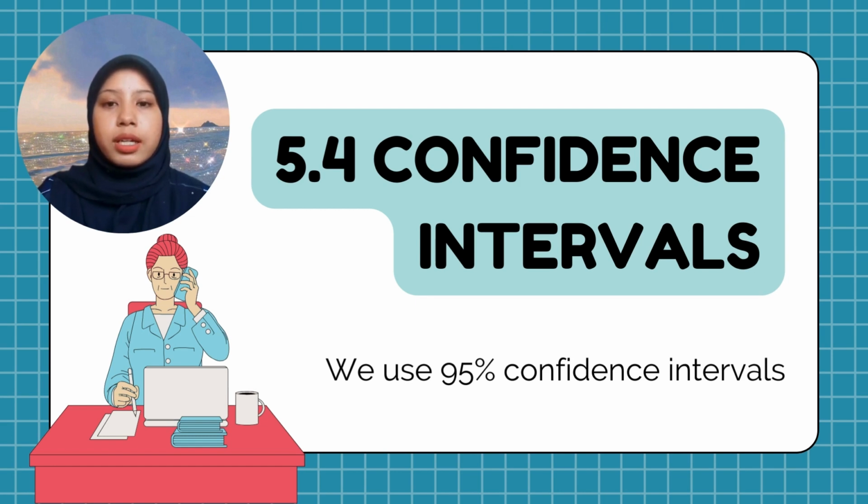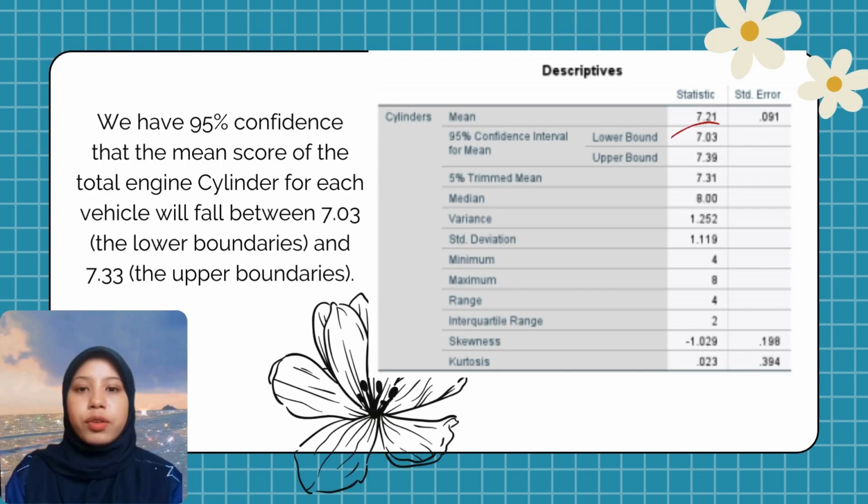Now, I will explain the next part, the confidence interval. A confidence interval refers to an interval of a statistic that contains a population parameter. According to the table, we have 95% confidence that the mean total engine cylinders for each vehicle will fall between 7.03, the lower boundary, and 7.33, the upper boundary.